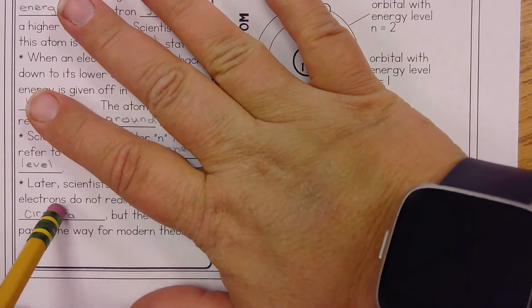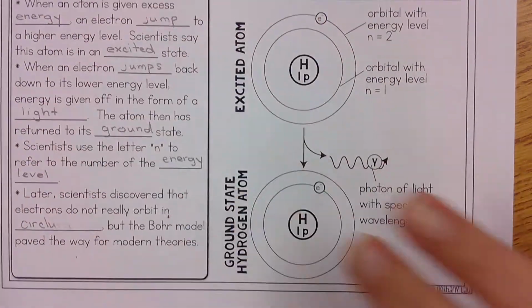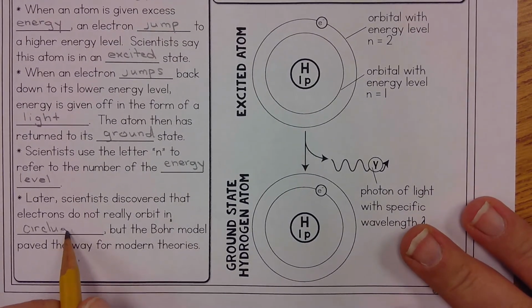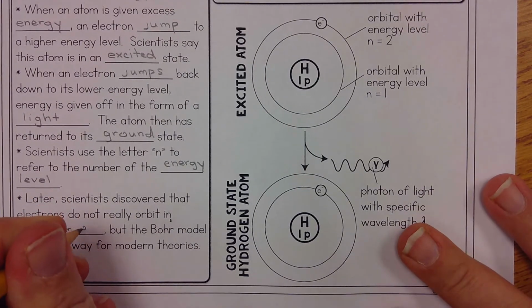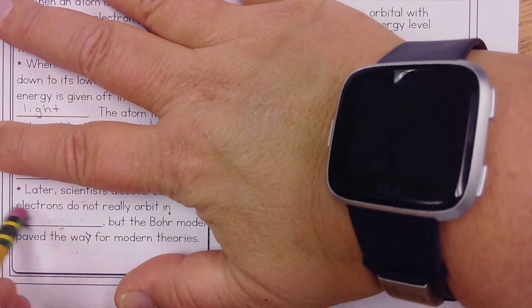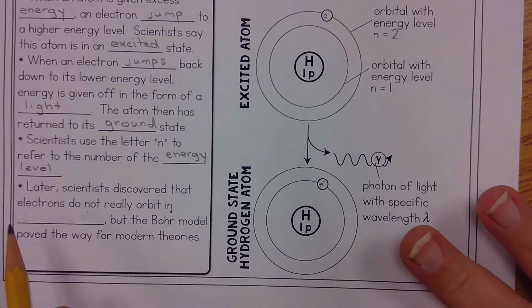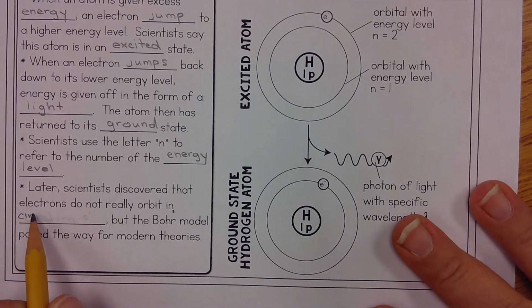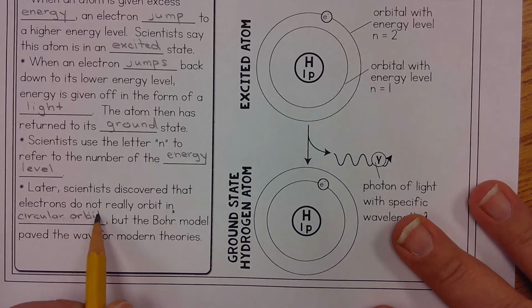I spelled it wrong. Circular, not R-A. In those circular orbits, y'all, I'm starting with this word all over again. Whew, it's been one of those days. Circular orbit. There we go.